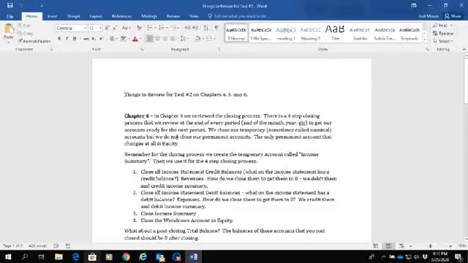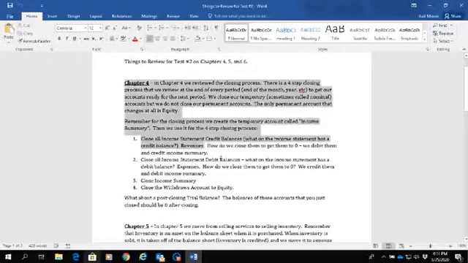Remember that we have a test this Friday, so I just wanted to go over a few things that you'll need to know for the test. Remember in chapter 4 right here, I've got it all laid out right there. We talk about the 4-step closing process. Remember that? And how we close the books at the end of a period. And remember, our 4-step closing process is this.